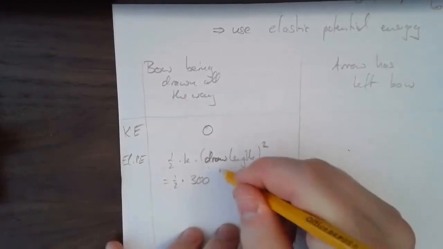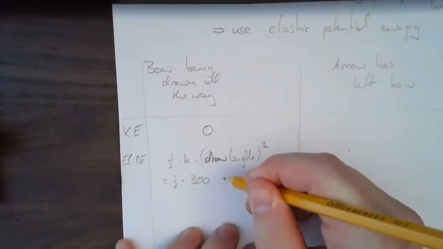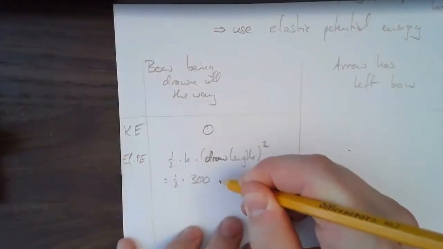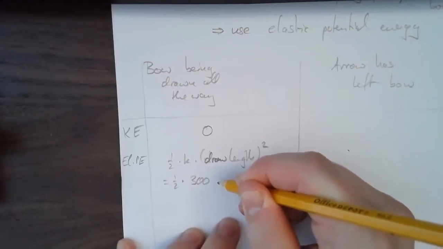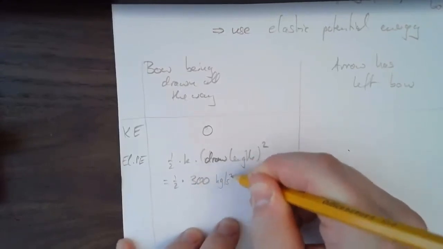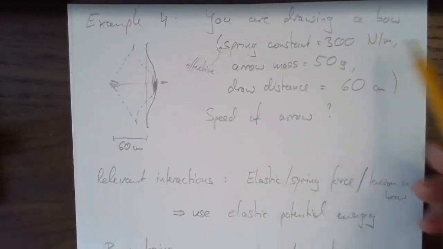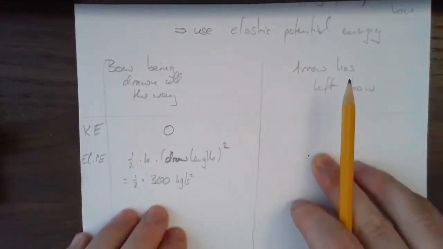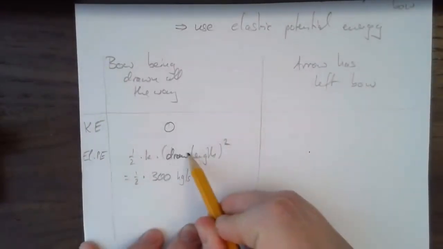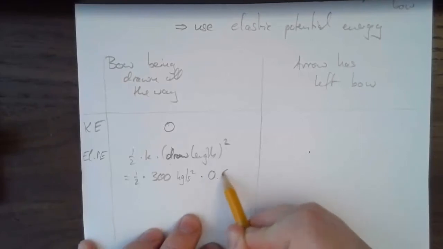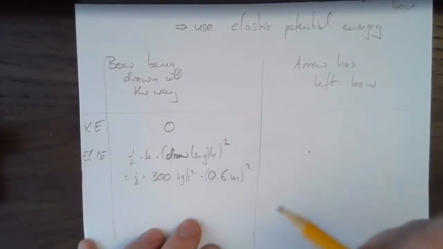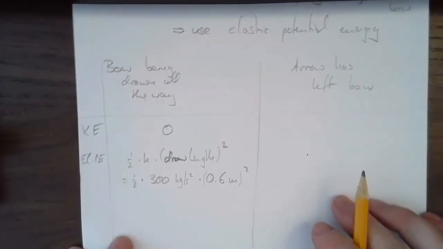which comes to 1/2 times 300. The units is newtons per meter, but a newton per meter is also a kilogram meter per second squared per meter, or a kilogram per second squared. Don't believe me? Don't believe that Newton per meter is the same as kilogram per second squared? Well, write newtons in terms of kilograms, meters, and seconds, and you'll see it from there. But then, of course, we're multiplying it by the draw length squared, which is 0.6 meters squared.